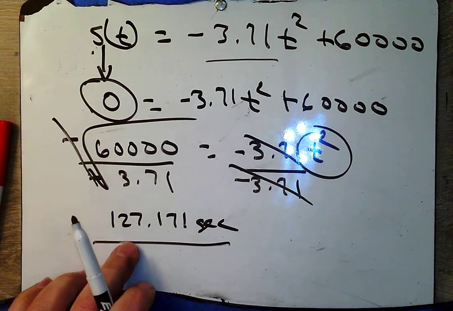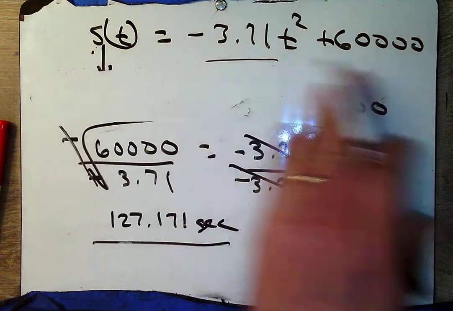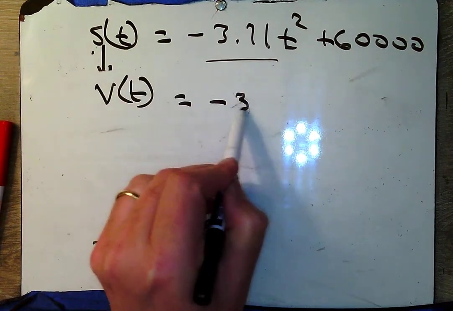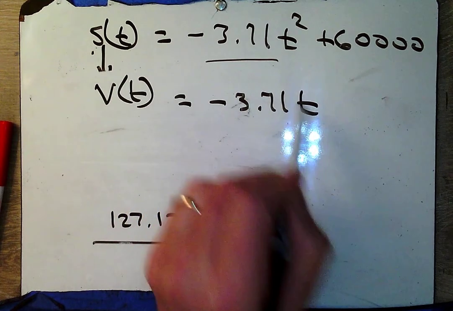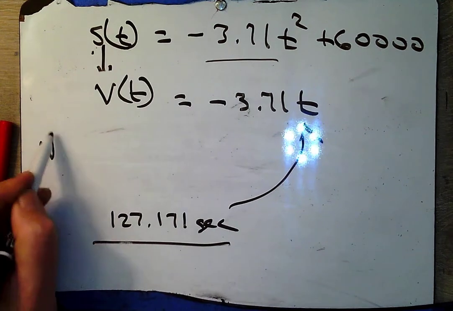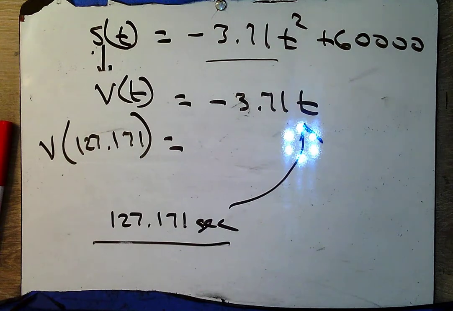Great. Now, the question I really wanted to ask is, it took a little more than 2 minutes for this thing to fall. What I really want to know is, how fast was it going when it impacted on Mars? Because it wasn't a gentle landing. Well, we had a velocity equation, remember? It was just negative 3.71 t. And if we plug in that value, v of 127.171 is going to be negative 3.71 times that.